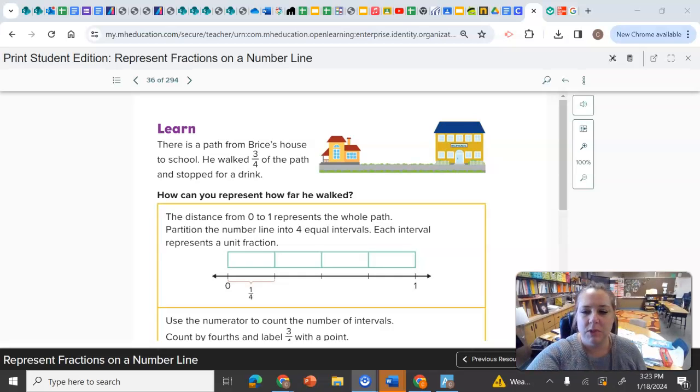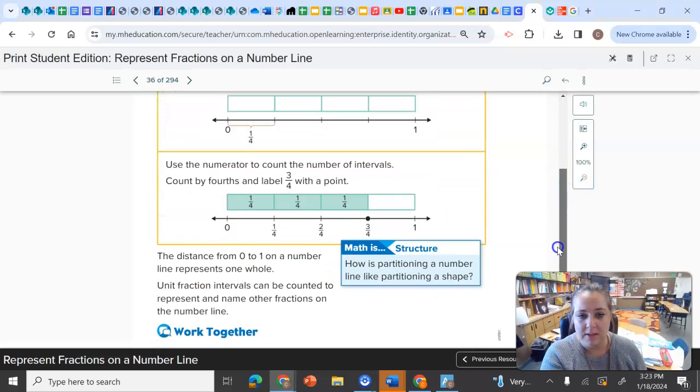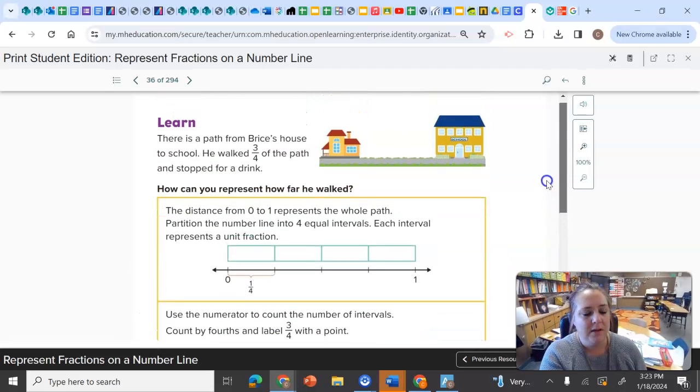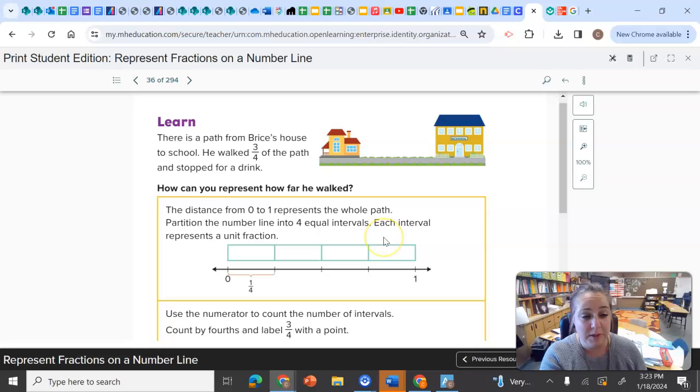I just wanted to remind you guys of a little resource that you have in your student book, and it's always the page right before you're on my own, and it's called the Learn page. So this Learn page just reviews all of the concepts that we talked about in the lesson for the day. And if you want a little refresher on any of the concepts that we talked about, this page could be used as a resource to help you.